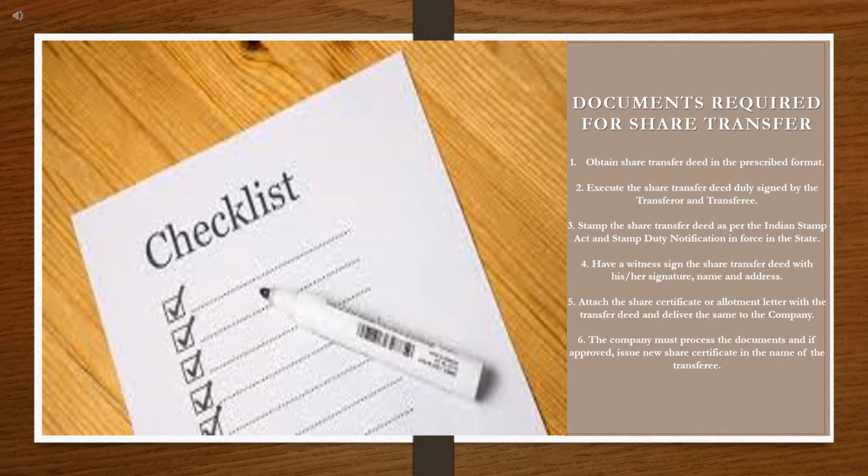Step 3. Stamp the share transfer deed as per the Indian Stamp Act and stamp duty notification in force in the state. Step 4. Have a witness sign the share transfer deed with his/her signature, name and address. Step 5. Attach the share certificate or allotment letter with the transfer deed and deliver the same to the company. Step 6. The company must process the documents and, if approved, issue new share certificate in the name of the transferee.